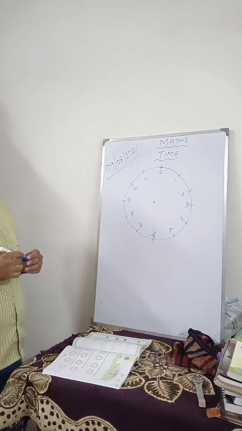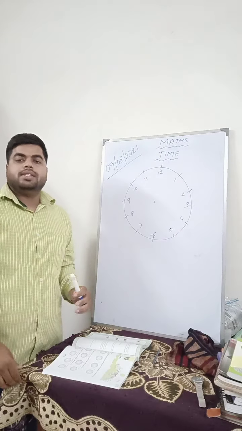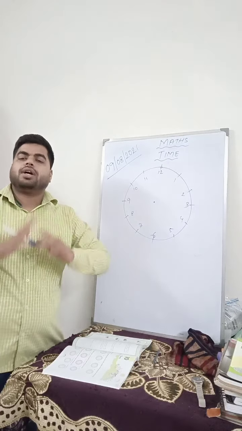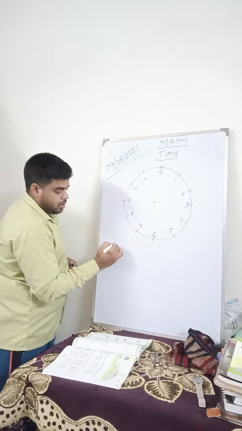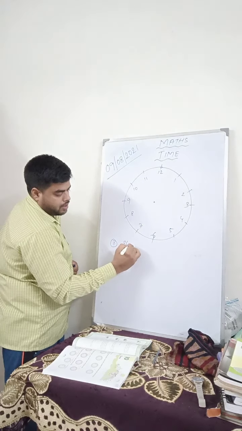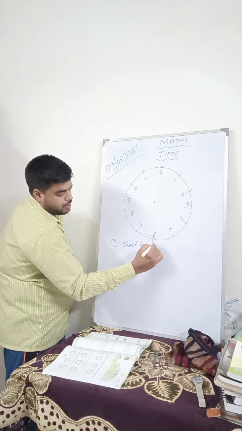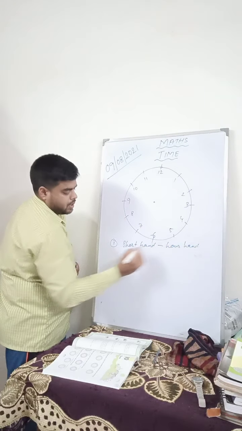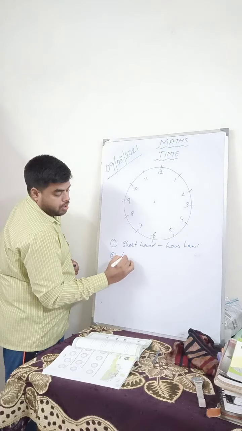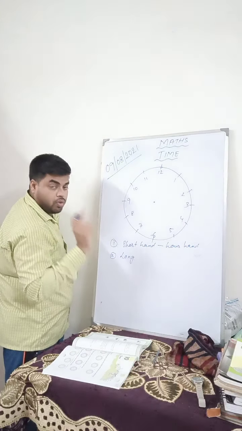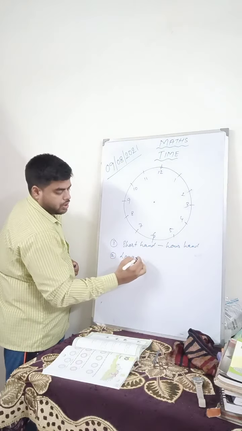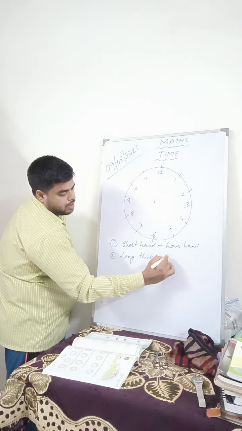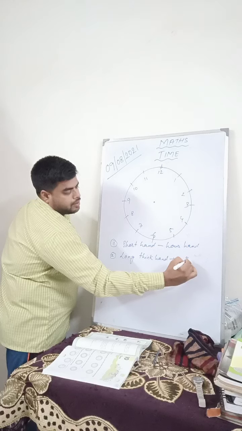So this is a clock. As you can see, a clock has three hands. If you see properly, a clock has three hands. One is the short hand, the hour hand. Then you will see two long hands. One will be thin and one will be thick. The long, thick hand is the minute hand.